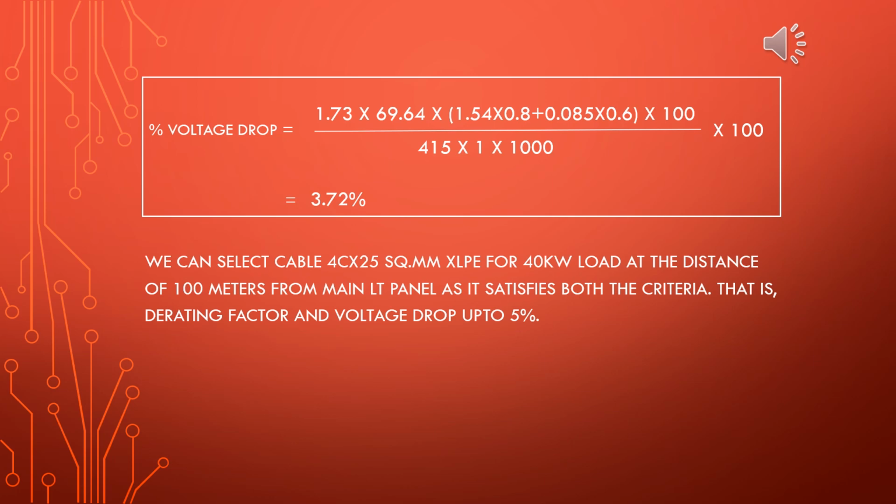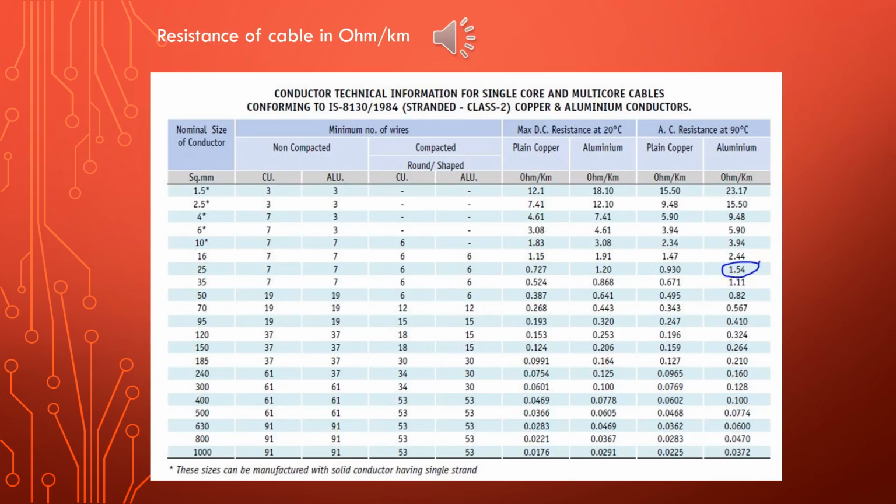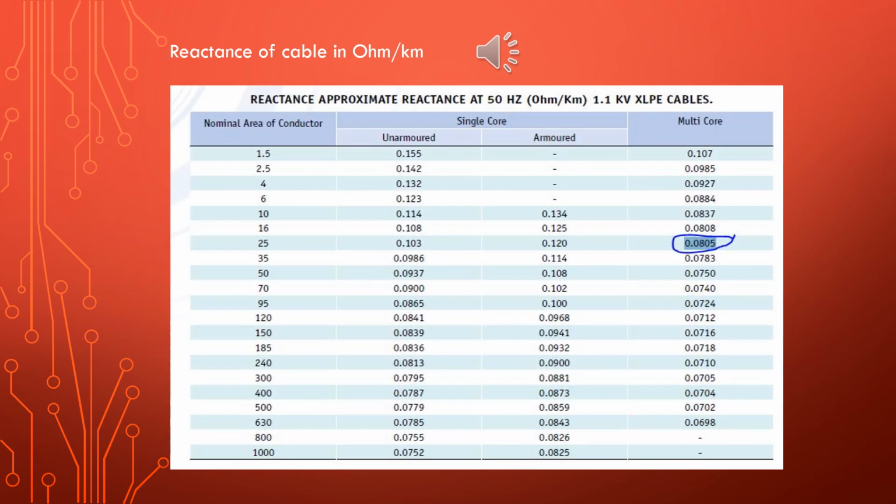If voltage drop comes greater than our criteria, select higher size cable and again calculate voltage drop till we get acceptable value. Resistance value of cable in ohm per kilometers. Reactance value of cable in ohm per kilometers.